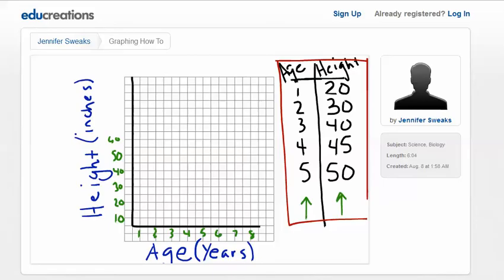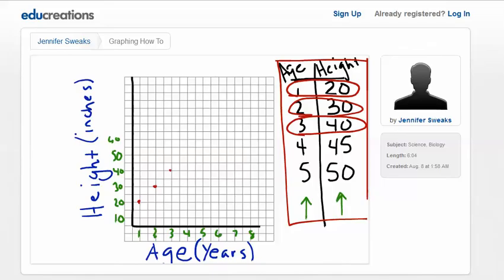Alrighty. And then we can go ahead and plot our data points. So at age 1, the height was 20 inches. I just put my data point. At age 2, 30. At age 3, oops, I messed up, didn't I? Let me go back. At age 2, it was 30, right there. At age 3, it was 40.